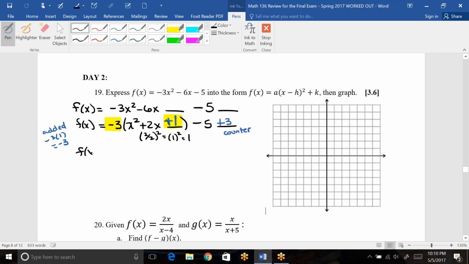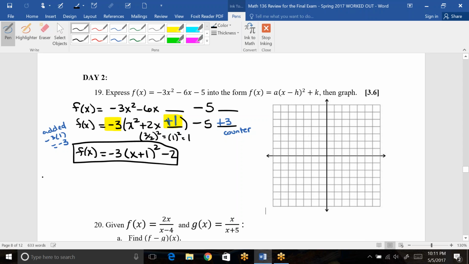So then this would be f of x equals negative 3. This will factor into x plus 1 squared, because times 1 times 1, and then 1 plus 1 equals 2. And then minus 5, and positive 3 is negative 2. So that is my vertex form.